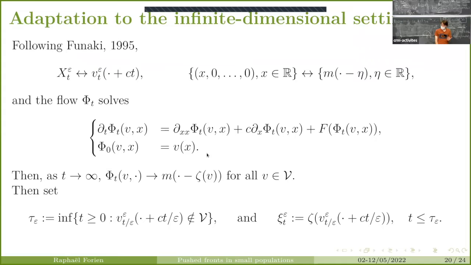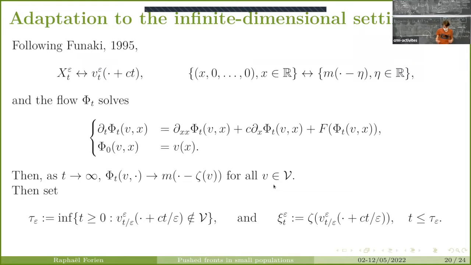Using the deterministic results that we have, we know that for any suitable v, this flow converges to a shift of the deterministic profile. So now instead of a real line, we have all the possible shifts of the deterministic profile. And this is our stable manifold.